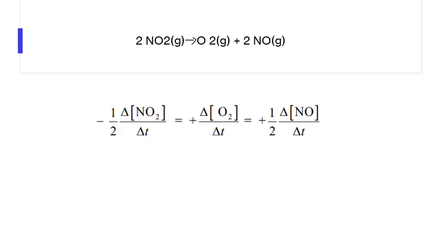Another example here, 2NO2 gives O2 plus 2NO. The 2 is the coefficient here, and this is the reactant here. So negative 1 over 2 change in concentration of NO2 divided by delta t equals positive change in concentration of O2 divided by change in time, equals positive 1 over 2, because the coefficient is 2 here, change in concentration of NO divided by change in time.